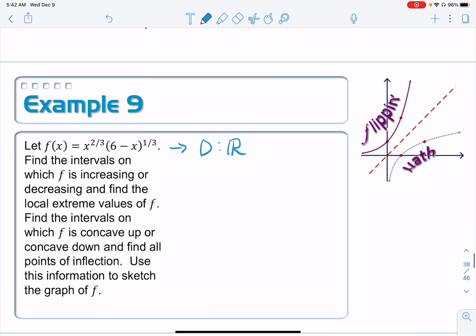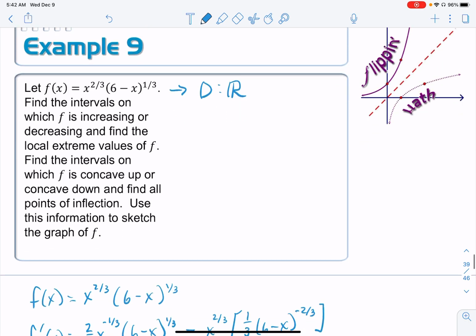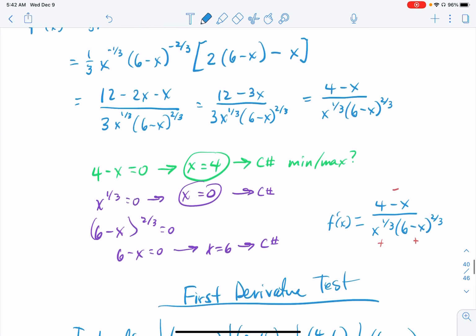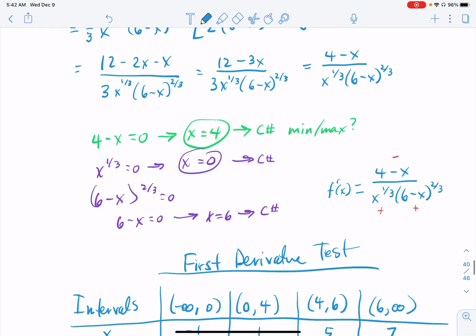So this graph, all real numbers, is continuous everywhere. However, look at where we found two of the critical numbers. The 0 and the 6 that were down here in the bottom came from a division by 0. So it's where the derivative does not exist, right? So both of these things in purple, derivative DNE.